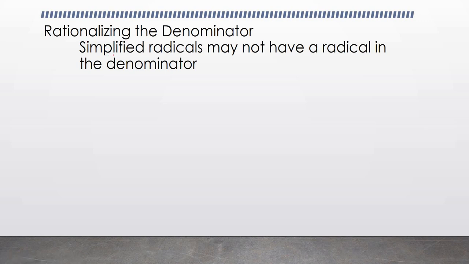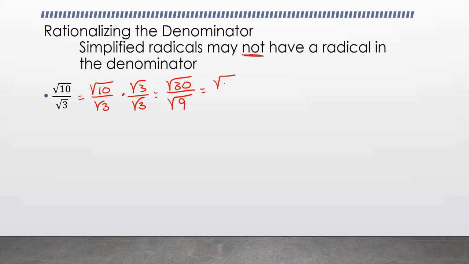Now, sometimes we need to do something called rationalizing the denominator. Simplified radicals may not have a radical in the denominator. So if I have something like this, and neither of those can be simplified, I'm going to rationalize the denominator. And all that means is to multiply the top and the bottom by the radical in the denominator. Root 10 times root 3 is root 30. Root 3 times root 3 is root 9, which then can be simplified to 3.